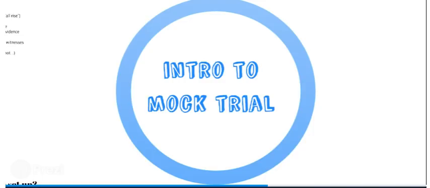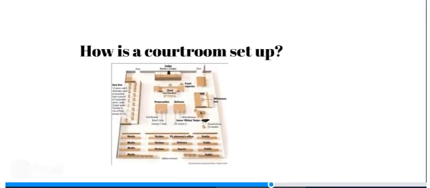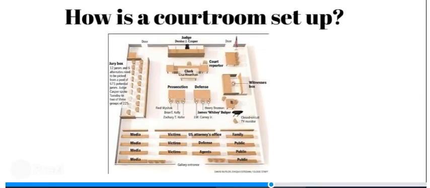All right. So before we throw you into this mock trial, after we just finished talking about the criminal law process, civil law process, and criminal law in general, we're going to do a little bit of an introduction to kind of ease you into mock trial instead of tossing you into the deep end with no floaties. All right. So what we're going to start out with is how a courtroom is set up.